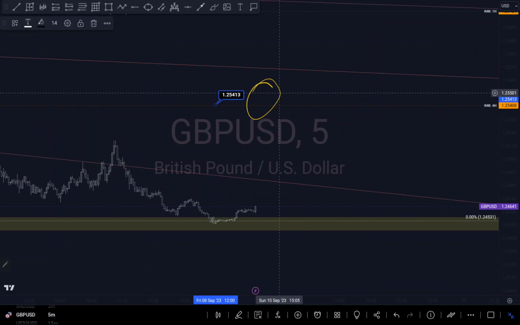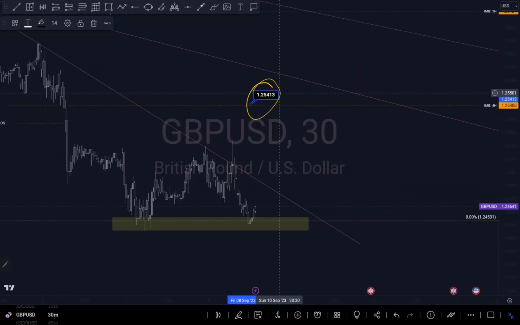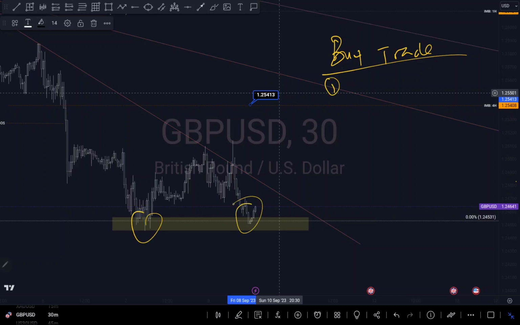Let me get to a smaller time frame just to see. To be more certain and to be sure, I want a break of structure. So this will be my first confluence to enter a buy trade. This will be my confluence right here. My first confluence is, one, I'm seeing a W pattern, which is a reversal pattern.